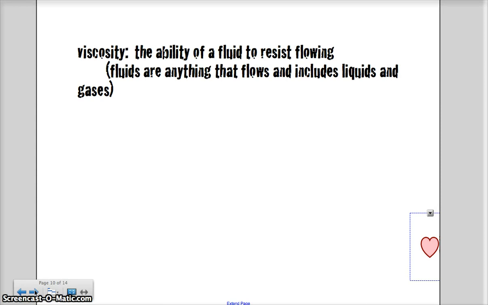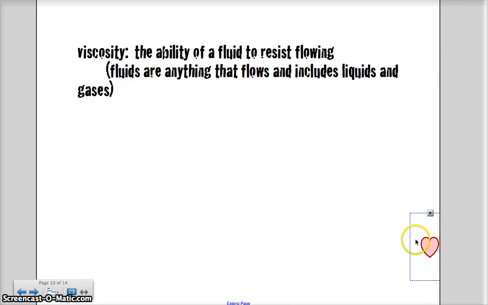Okay, moving on. Viscosity. Viscosity is a kind of vocabulary term. It means the ability of a fluid to resist flowing. So something with a high viscosity is not going to flow very easily. Something with a low viscosity is going to flow very easily.